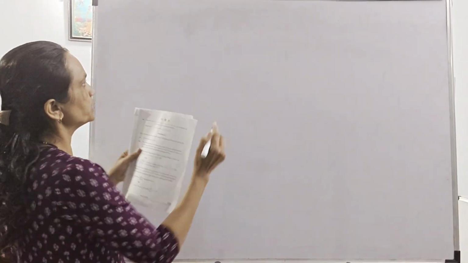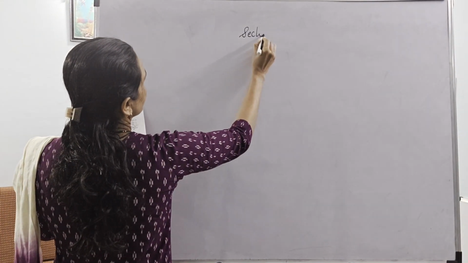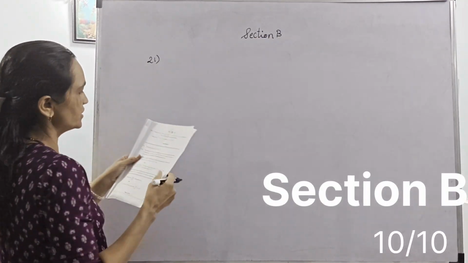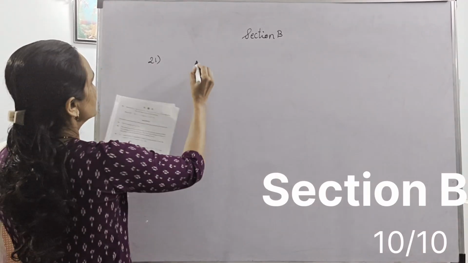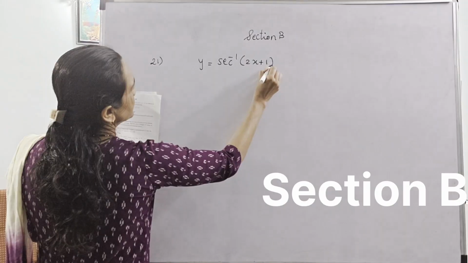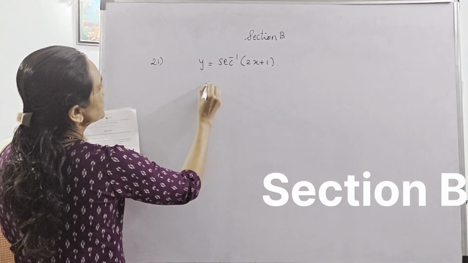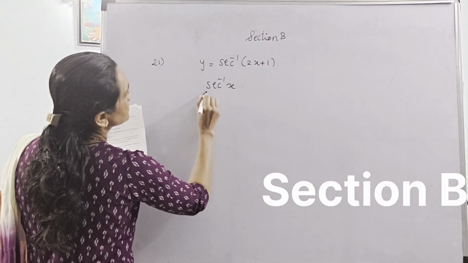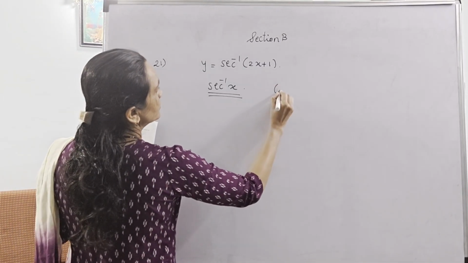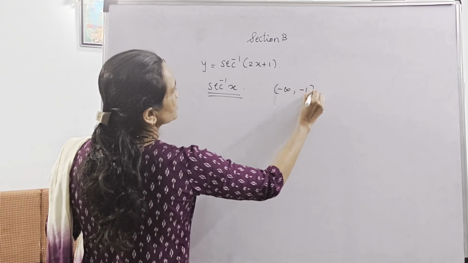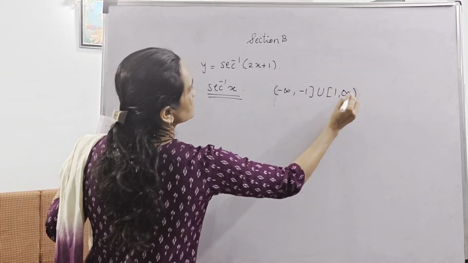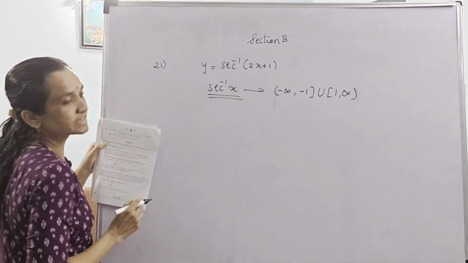Let us start with section B. The first one, that is 21st. Find the domain of sec inverse of 2x plus 1. Here I should know the basic domain of sec inverse x. So that is the open interval minus infinity to minus 1 union 1 to infinity. So this is my domain for sec inverse x.